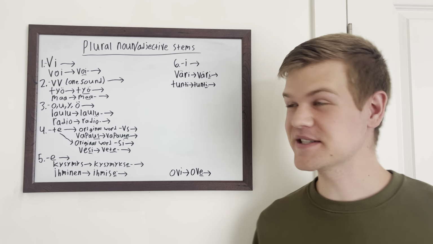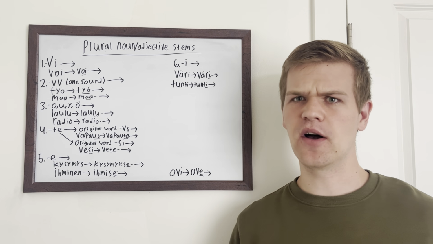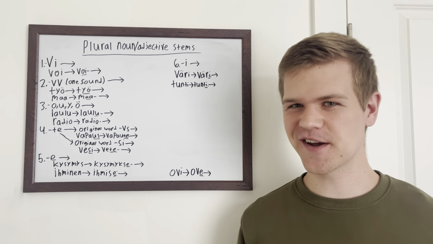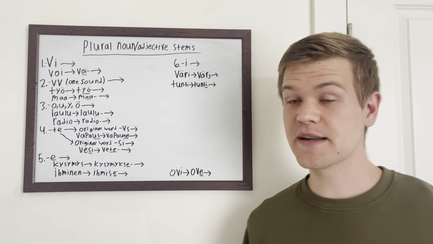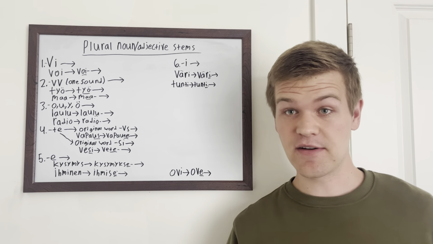Today we've got a very important subject. It's plural noun and adjective stems. These are very useful on their own and also used in forming a few other things later on down the road. But before we can get into plural noun and adjective stems, you have to be able to understand normal noun and adjective stems.